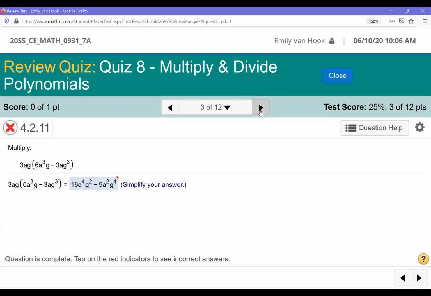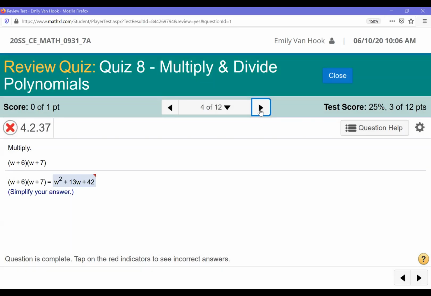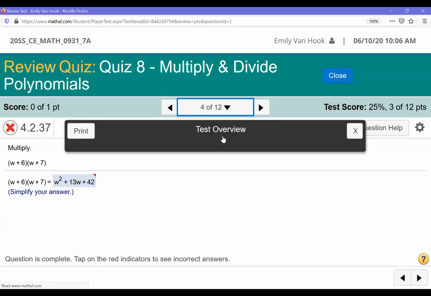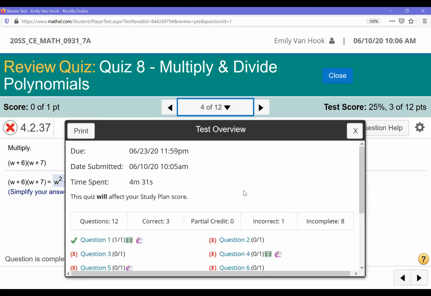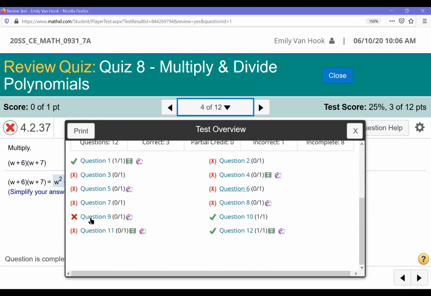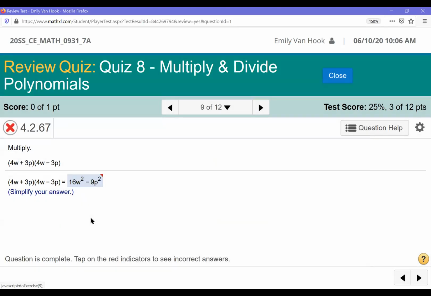Okay, number 3, I want to move on to the one I got wrong here, which I think was test overview. Number 9, let's go take a look at number 9. If I look in the blue space, you might say, oh, I should have gotten it right. Well, if you click here, this is what I answered. It says you answered 16w squared. This is the real answer.